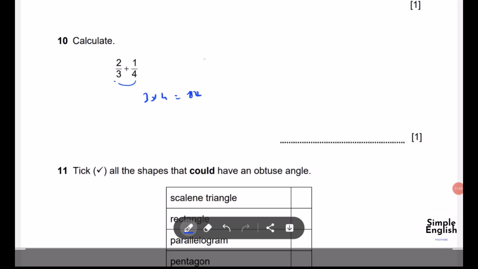So I can rewrite the calculation like this. 2 times 4 over 3 times 4 plus 1 times 3 over 4 times 3. So this equals 8 over 12 plus 3 over 12, right? So we have 11 over 12. You can see that they have the same denominator.